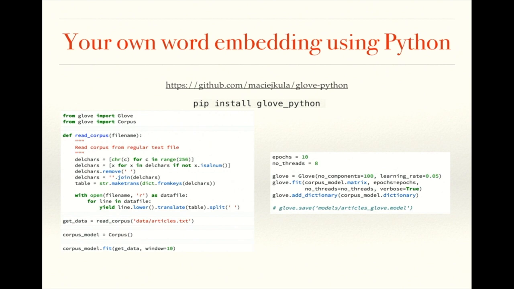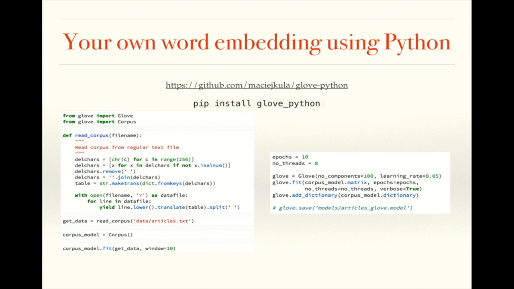implementation. And so here, I instantiate GloVe and assign 100 as the number of components, or the dimension of your embedding, and the learning rate used for the SGD optimization. And then next, fit it with the matrix that we have. And you can have multiple threads for multiprocessing. Also, add dictionary is just a function where we can have a dictionary lookup. For example, you're given a word and you will get the word embedding corresponding to that word.